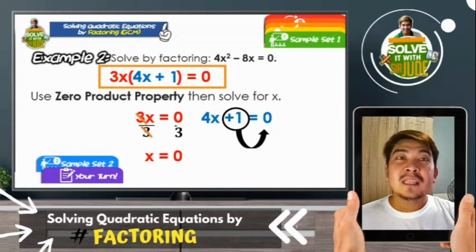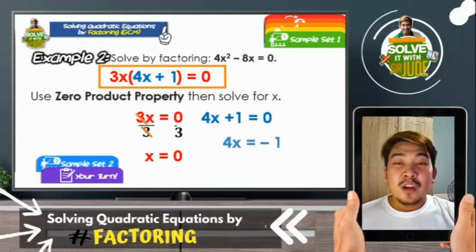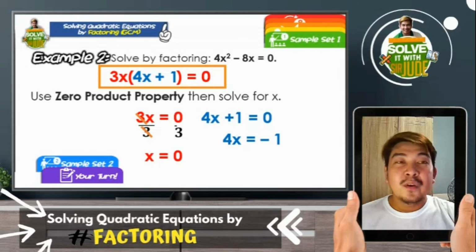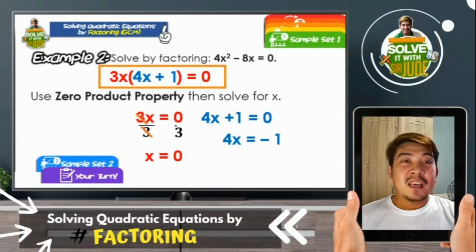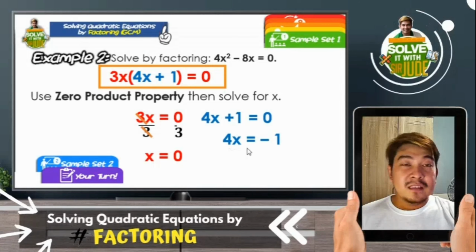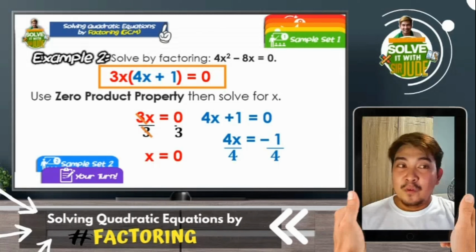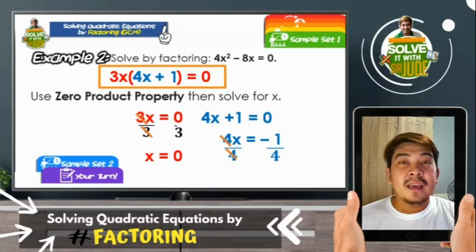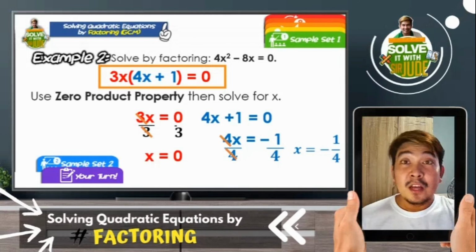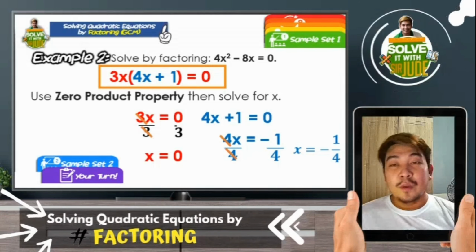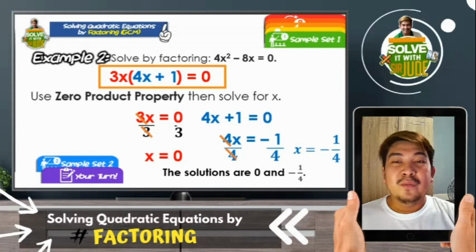So ilipat muna natin si positive 1 sa kabilang side ni equation. So magkakaroon tayo ng 4x is equal to negative 1. Ulit, kailangan lang natin yung value ni x. But in this case, we are given with 4x. So to get the value of x here, we need to divide both sides of the equation by 4. And if we are going to simplify, the value of x now is equal to negative 1/4. So what are the solutions of this quadratic equation? So the solutions are 0 and negative 1/4.